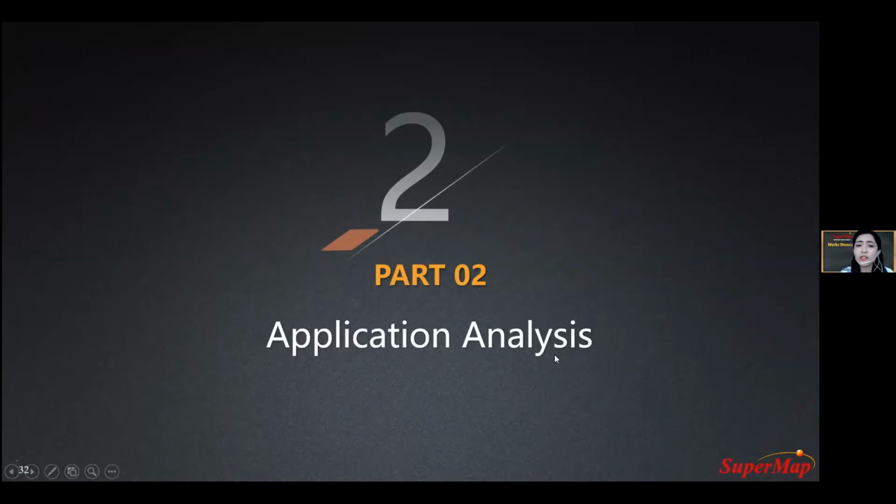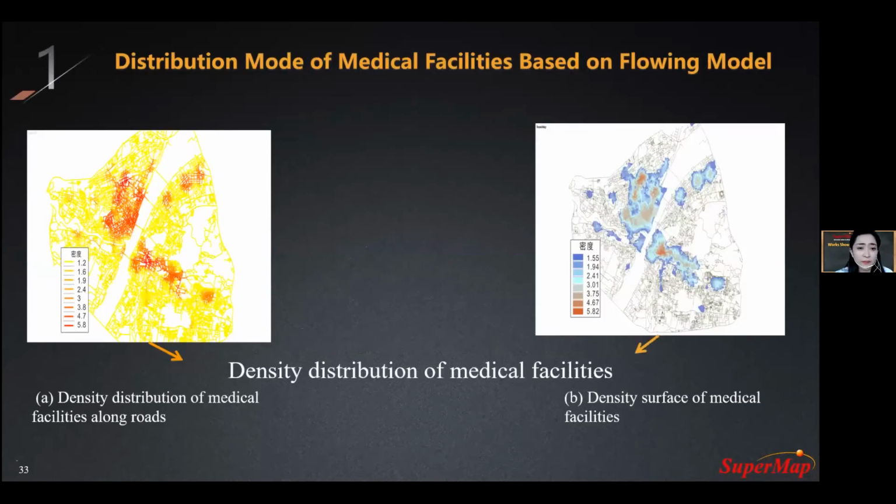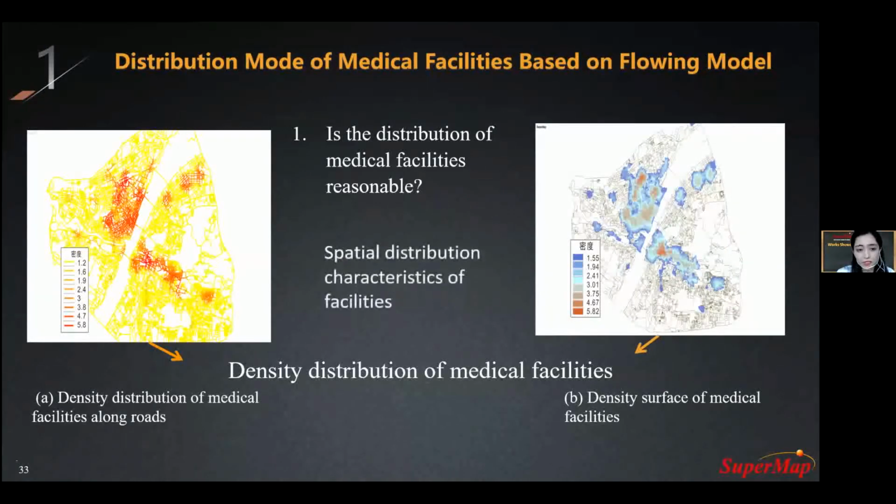The application analysis uses the GIS analysis method to solve the actual demand in work and in our lab. This work is mainly about medical facilities based on the flowing model. And the author asks three questions in daily life, and corresponds to three GIS solutions. The first question is, is the distribution of the medical facilities reasonable? And it can use the spatial distribution characteristics of the facilities. And the author used the kernel density to solve this problem.